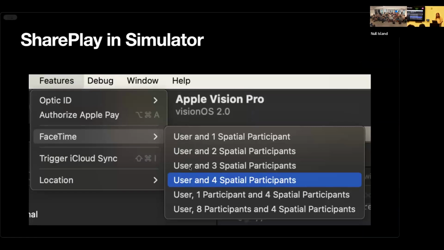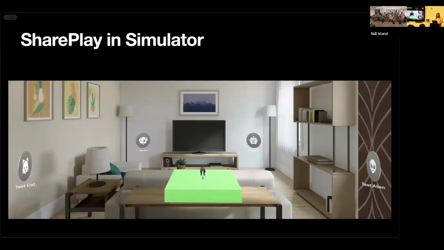So this actually simulates a FaceTime call within the visionOS simulator. You can set how many participants you want, and then it shows you where those people are located in the space. That alien, the dog, the robot, and the cat, those are my test FaceTime callers, and that's where they would be located in the scene. But if you were actually to do a FaceTime call, as long as they have the spatial persona set, you're going to see the actual people that you're on the call with.